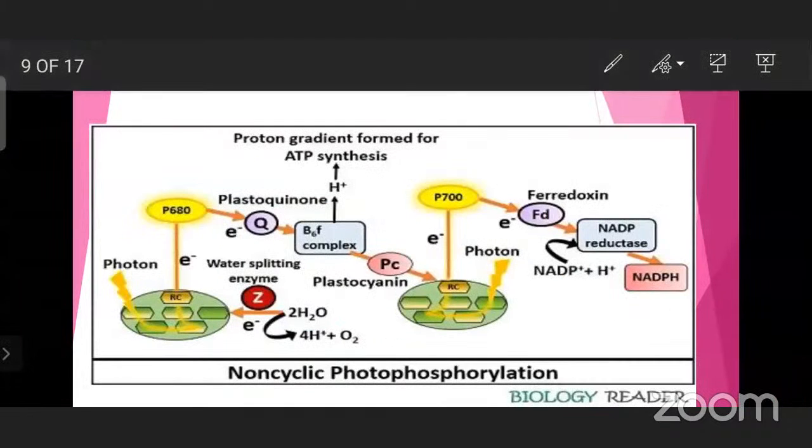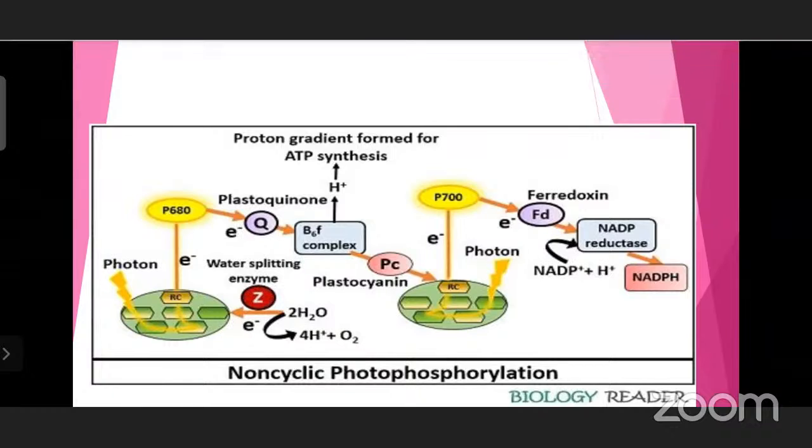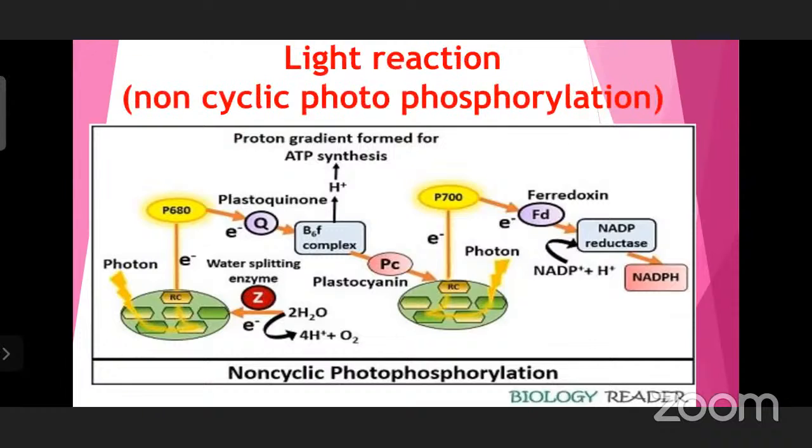So this is called non-cyclic photophosphorylation. Just now I said the ATP formation is taking place. ATP formation is nothing but phosphorylation. This phosphorylation is taking place in the presence of sun, photophosphorylation. What sort of photophosphorylation? It is non-cyclic. Now you are going to learn about non-cyclic photophosphorylation, and for this you require two photosystems, PS1 and PS2. So in this light reaction, you are going to be familiar with non-cyclic photophosphorylation.